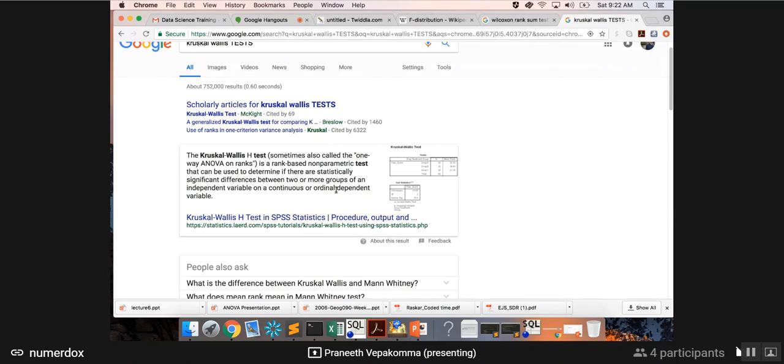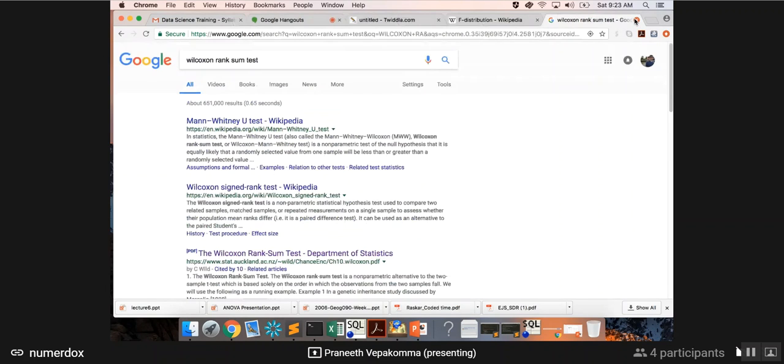So it can be used to determine if there is a statistically significant difference between two or more groups. It's exactly Anova, but it doesn't require any distribution assumptions. Like the F test was the assumption in Anova, right? Ratio of variances and all that. Here, regardless of distributions, the test will work. So you will again have a p-value. That is the idea of the Kruskal-Wallis test.